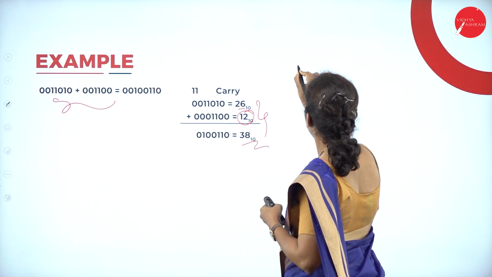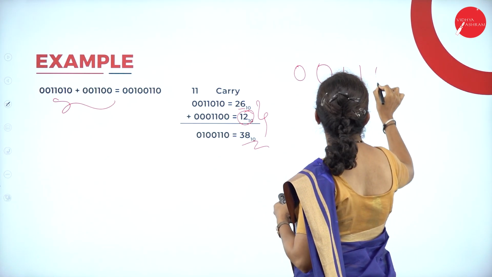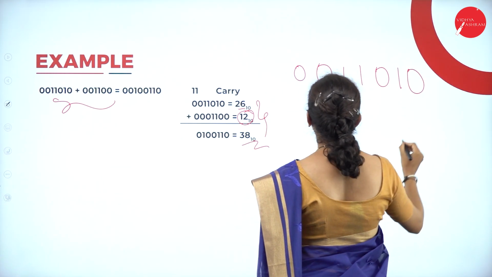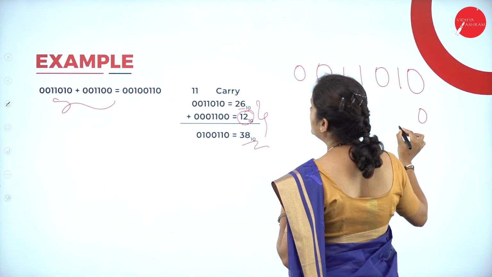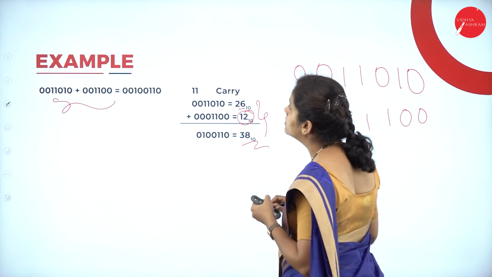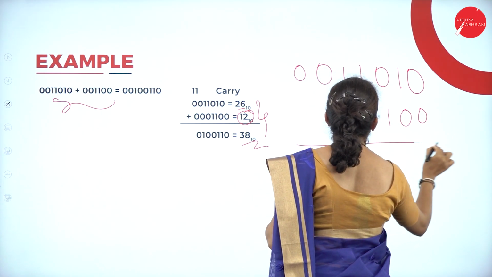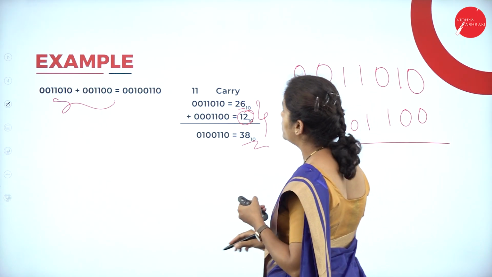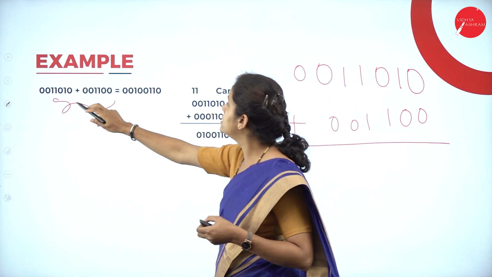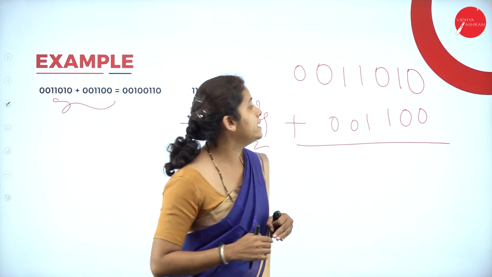What's the first value? I'll take 0, 0, 1, 1, 0, 1, 0. Now, what's my second value? It is 0, then 0, 1, 1, then 0, 0, then 0 and 0. So I want to perform addition. Here it is 7-bit, here it is 6-bit. Okay, now I want to perform binary addition.